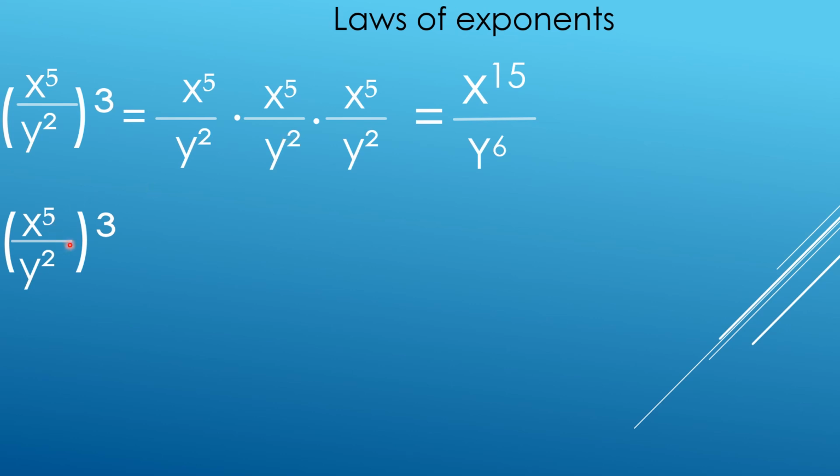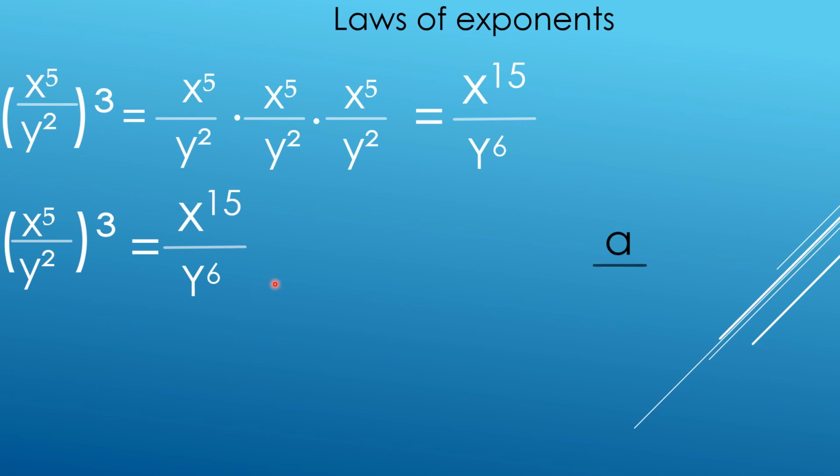So in short, we can simply find the final answer, which is x to the 15th power divided by y to the 6th power by simply multiplying the exponent inside by the exponent outside. So 5 times 3, that is 15. And 2 times 3, that is 6. So you are not going to do this anymore. This is the shortest way.